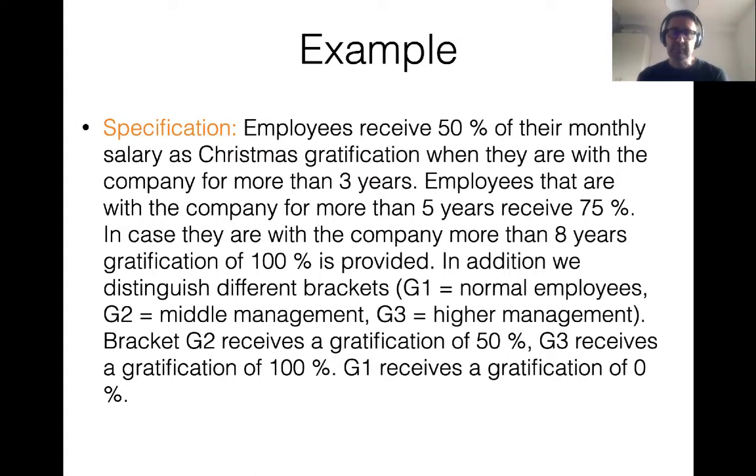And in case they've been with the company for more than 8 years, they get a full extra salary in December, right? And then there are different brackets, so levels of employees. G1 is the normal, G2 is middle manager, and G3 is the higher management. And G2 and G3 get an extra gratification, an extra bonus on top of the rules we saw above.